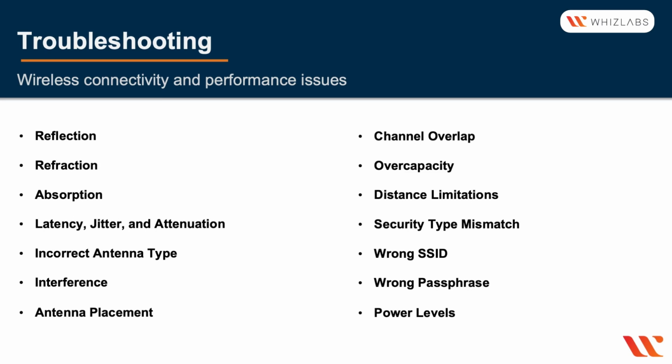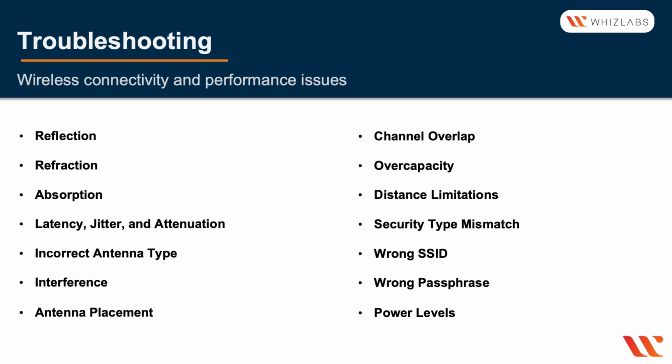Security type mismatches. This is when you have different encryptions, and the wrong encryption is set up on the actual device. Wrong SSID, so it might be connecting to a different access point. Wrong passphrase, so it's a wrong password.